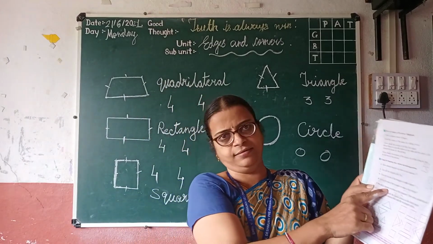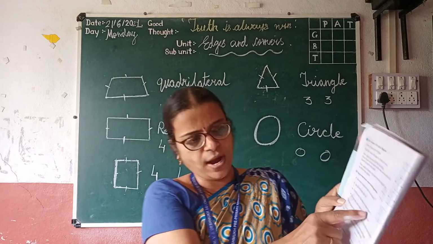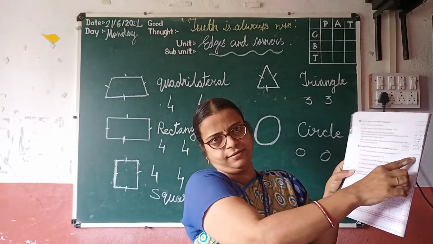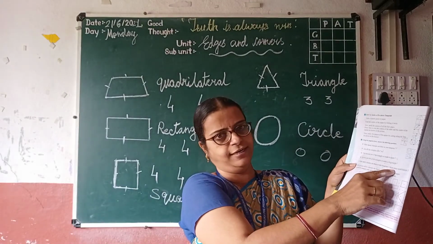Then how many squares are there in this diagram and how many quadrilaterals? How many squares? One square, here it is one square, and two quadrilaterals. One square and two quadrilaterals.